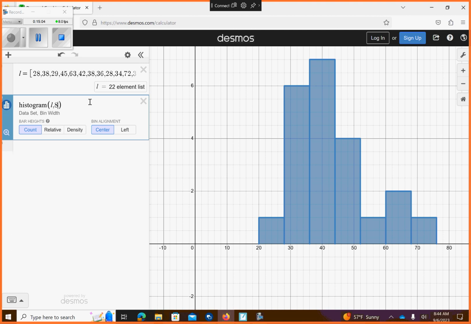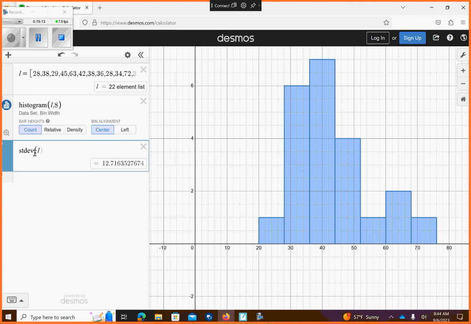And then it says calculate the standard deviation. Okay, standard deviation, STDEV.L, standard deviation, 12.7 or 12.72. So again, we could work the standard deviation out by hand and y'all would hate me. Or I could show you how to quickly do it and say, hey, there is this ugly looking equation. Desmos is a good friend of ours, so we're going to keep him around. All right.